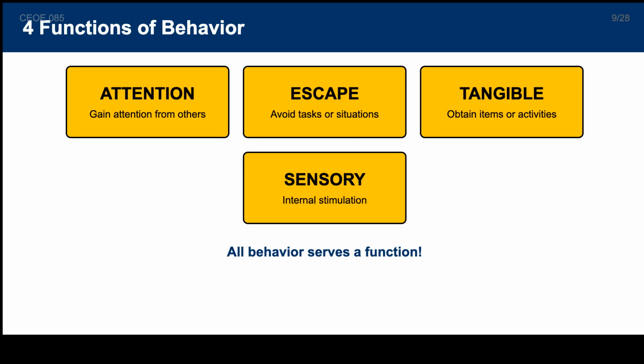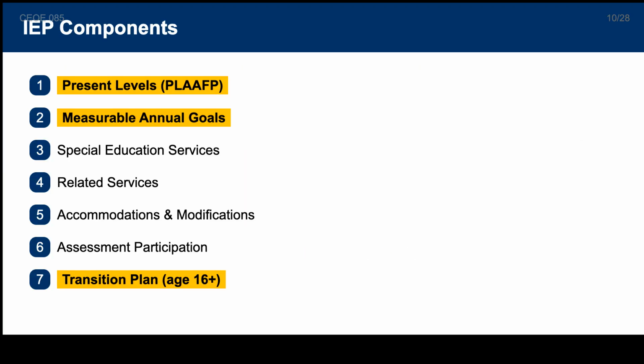You must know IEP components. Present levels, also called PLAAFP, describes current performance and how the disability affects access to curriculum. Measurable annual goals must be specific and measurable, not vague. The IEP specifies special education services, related services like speech or OT, accommodations and modifications, and how the student will participate in state assessments. And starting at age 16, there must be a transition plan with post-secondary goals.